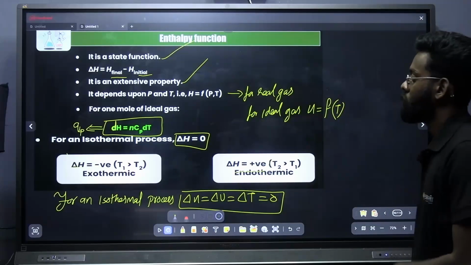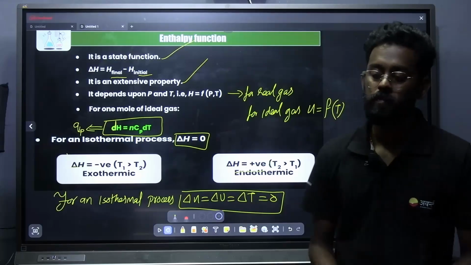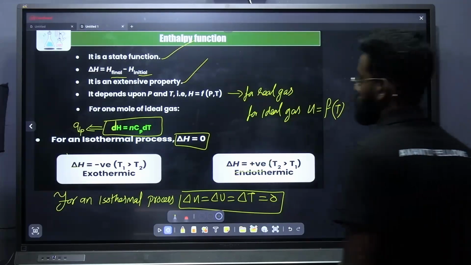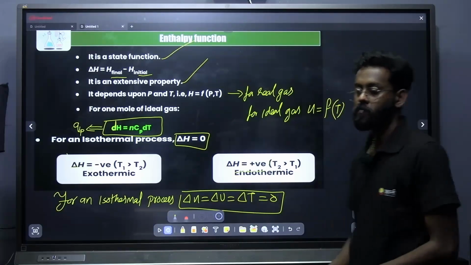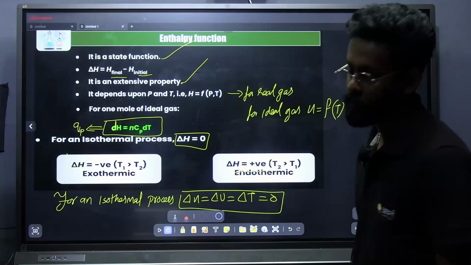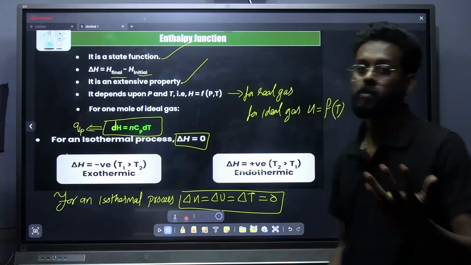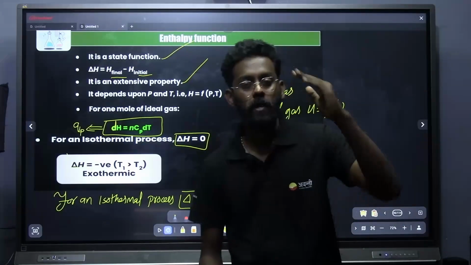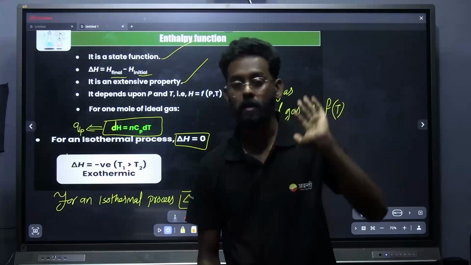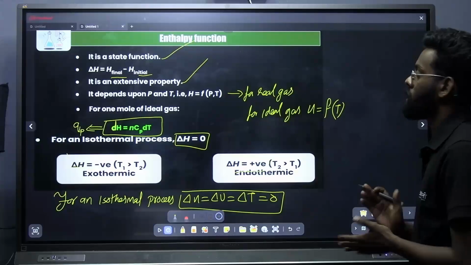I have a question for you. Which is more stable, exothermic reaction or endothermic reaction? Tell me, which is more stable, students? Exothermic or endothermic reaction? Exothermic. Yes, very good. Exothermic, because it is an energy releasing process. If energy is released, the energy of the system decreases. If the energy of the system decreases, the stability of the system increases. That's the point. Okay, I hope all of you got an idea about the enthalpy function.